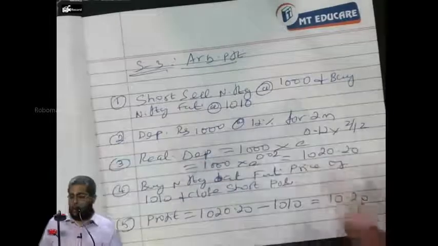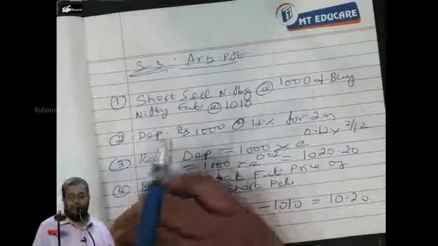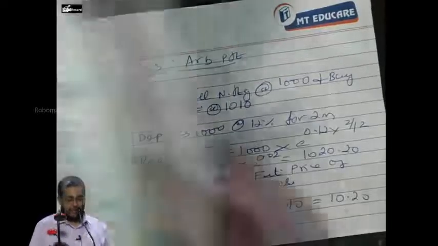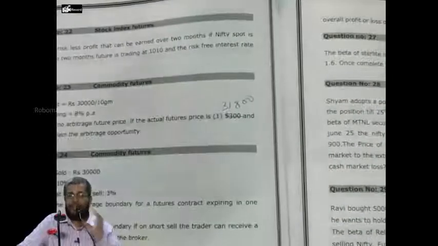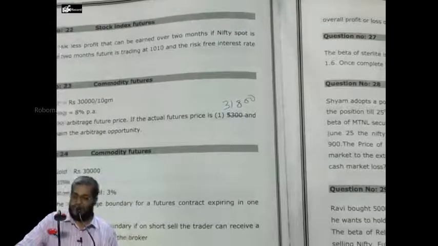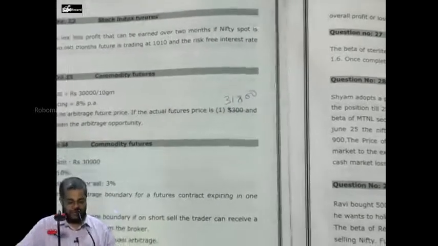Can I proceed or not? Now, with this, we have completed question number 20 and question number 22. Now, please take question number 23. It's a small problem. Let's do it together. Commodity futures arbitrage. Okay, take question number 23.